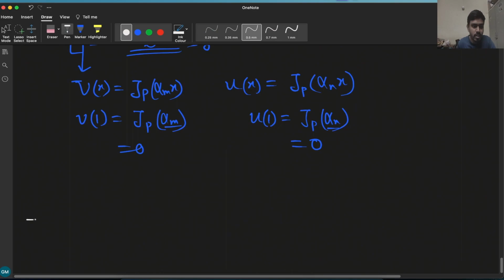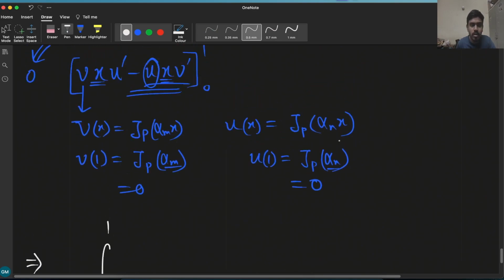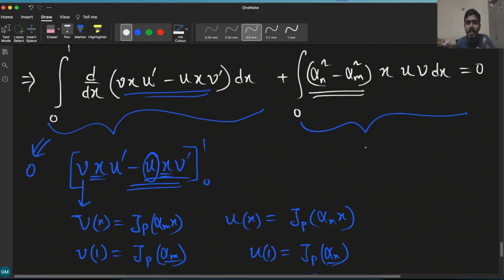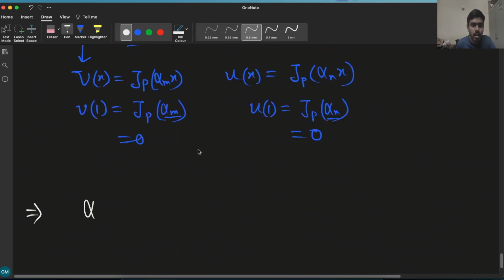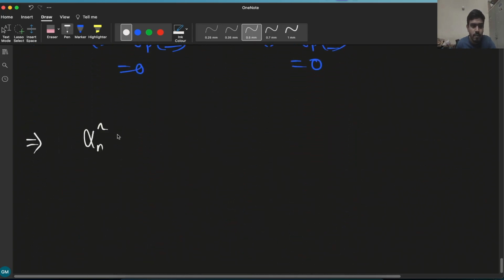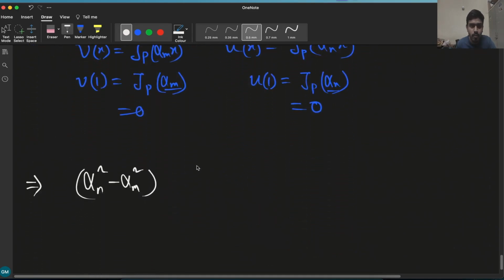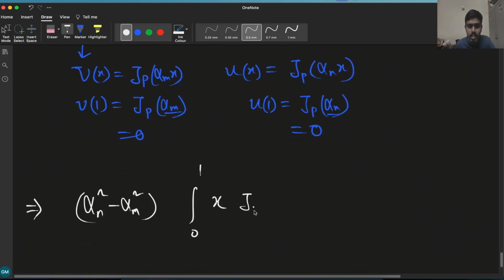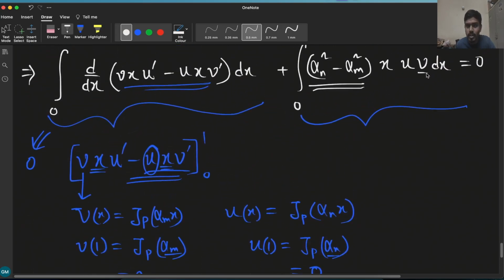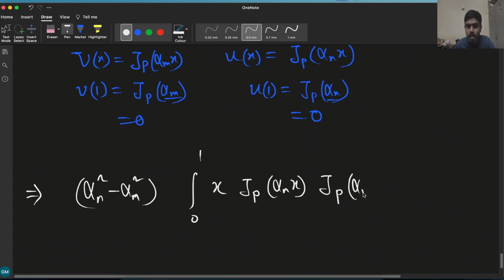So basically what we are left with is integration from 0 to 1, and this is a constant term, it has no x dependence, so I can put this outside this integration. So I will write this alpha n square minus alpha m square, then integration from 0 to 1 x times, what is u? u of x is Jp of alpha n x times v. What is v? v is Jp of alpha m x dx equals to 0.